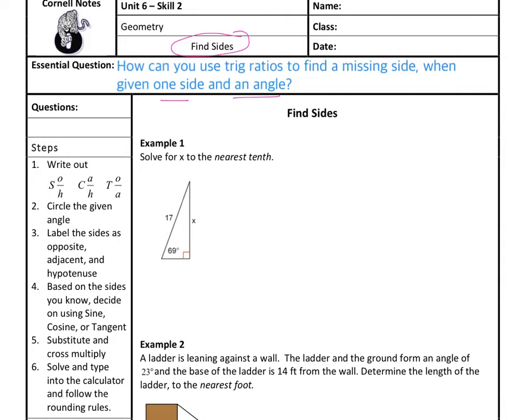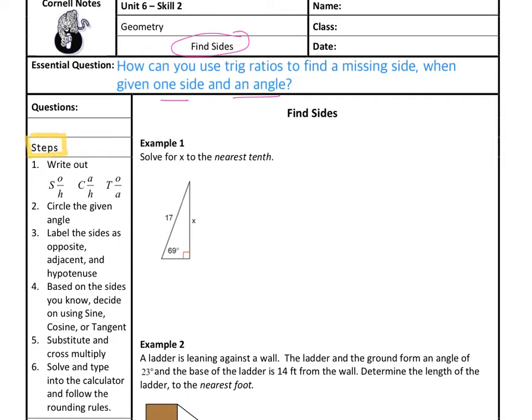So we're going to start with a pretty basic example here, and then we're going to work our way into word problems because, to be honest, you're not really going to see too many trig problems on your exam that are not in the context of a word problem. So we have our steps listed out here for you on the left. So these are the steps that I'm going to follow.